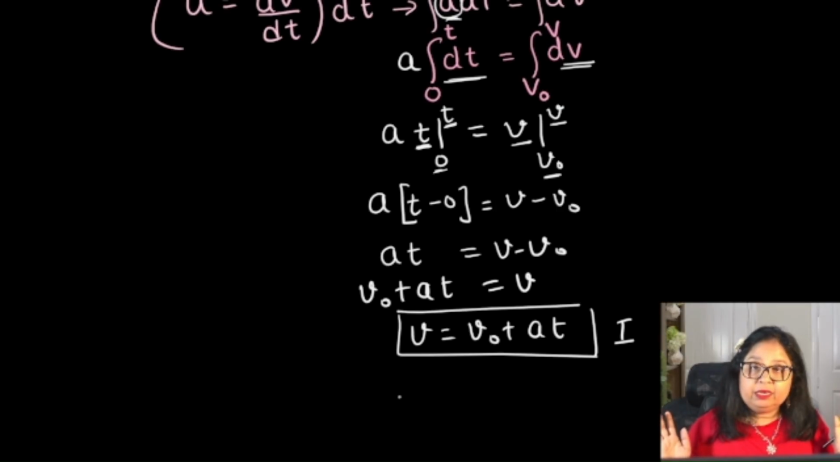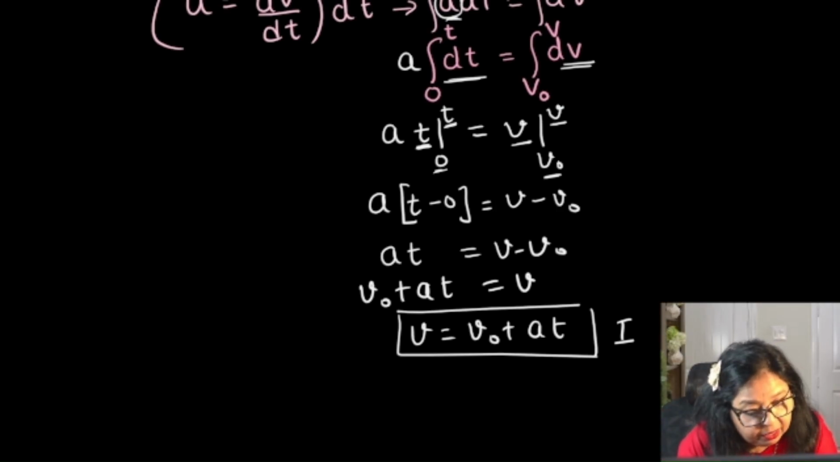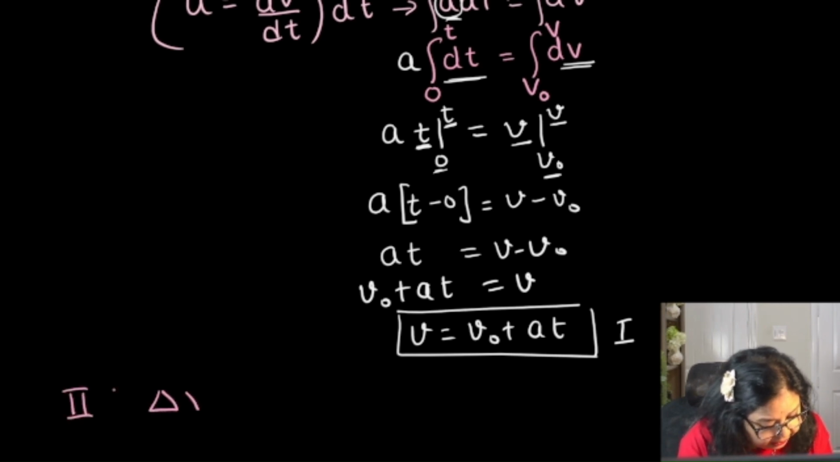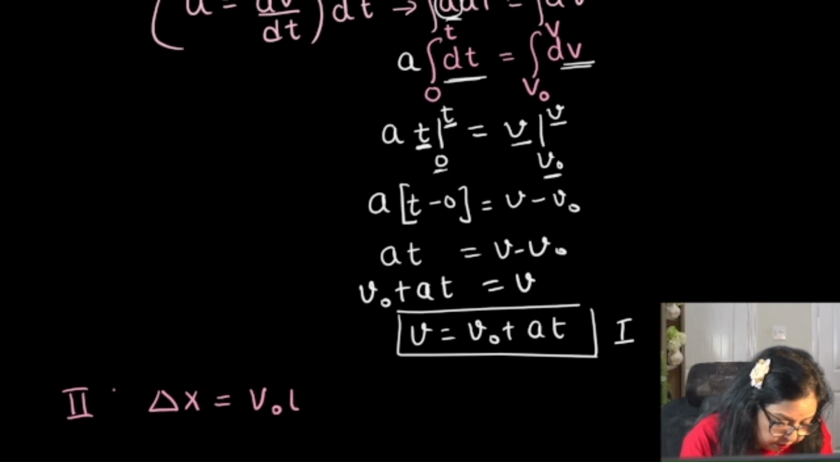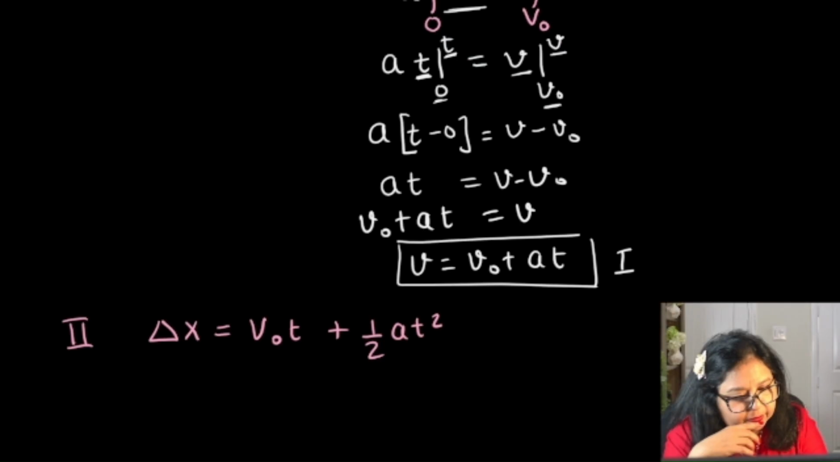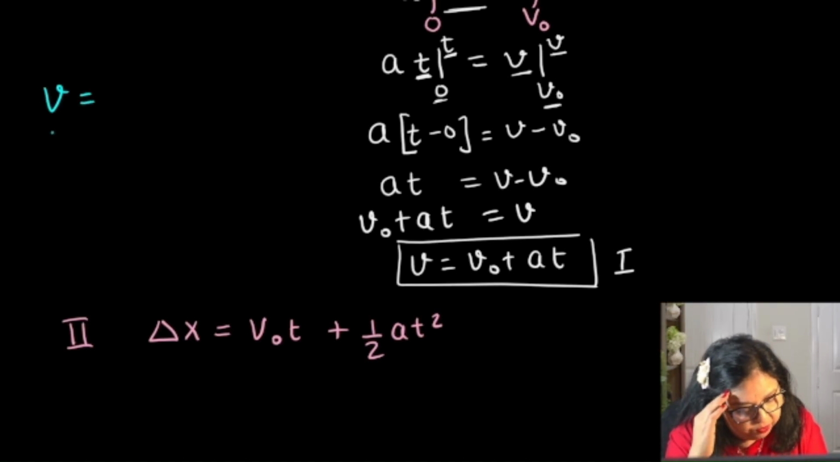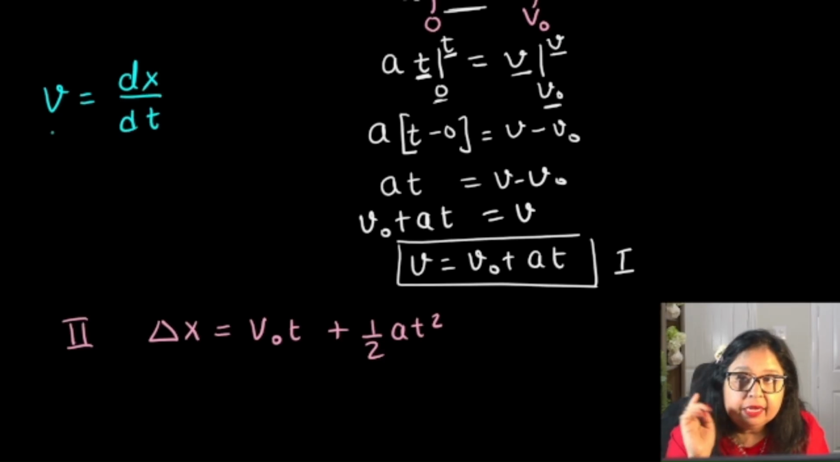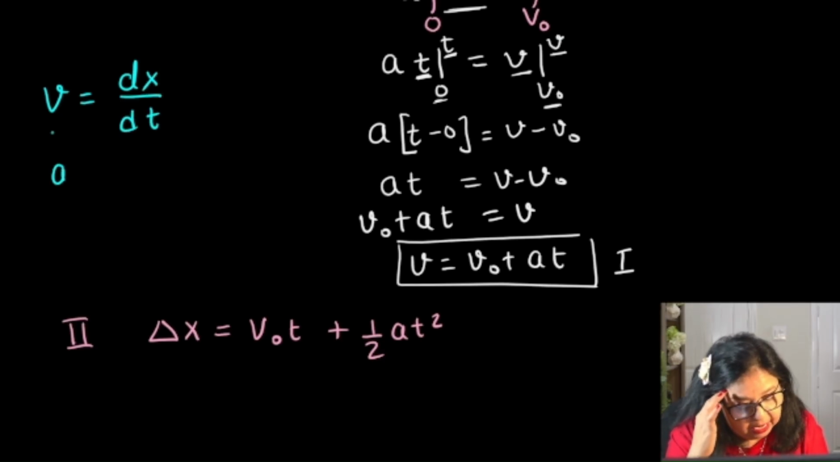Here, we got it. Now the second equation of motion, what does that say? Second equation of motion is delta x equals v naught t plus 1/2 at squared. Back to our fundamental equations. They are velocity equals dx over dt. This is our instantaneous velocity, and instantaneous acceleration is dv over dt.